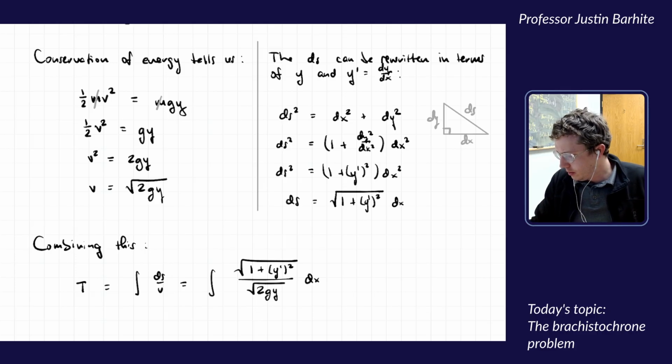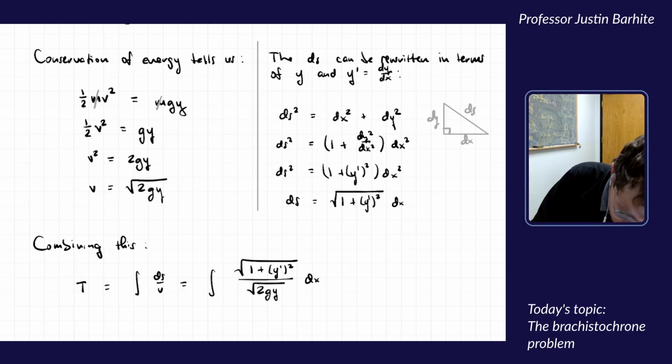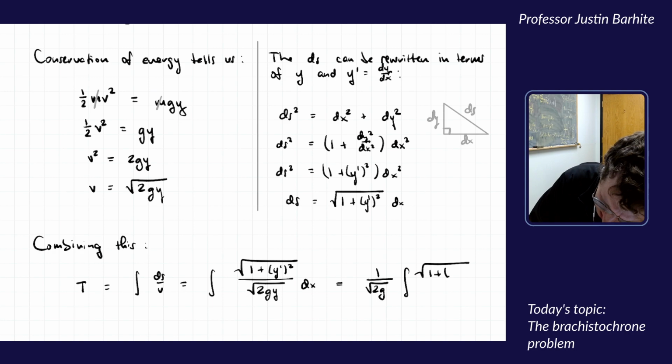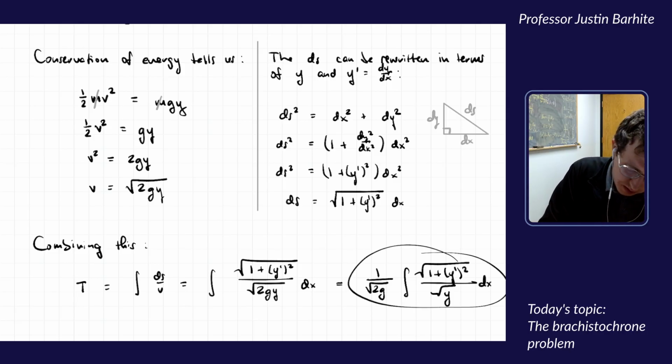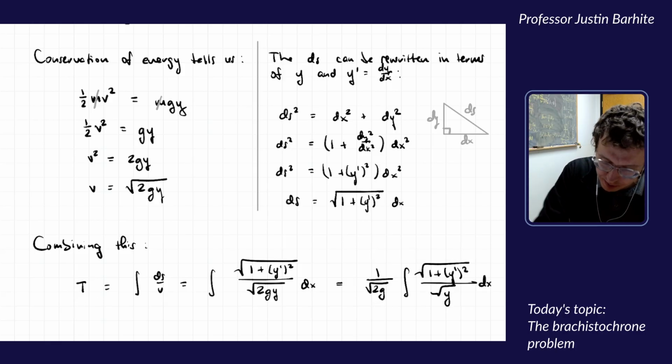So where are we going to go with this? I guess there's just one little thing I want to do, which is to pull the constant 1 over root 2g outside of the integral. It's not going to be really important for the rest of what we're doing. But this is an expression that computes the amount of time it takes the marble to roll down the track, and our goal is to minimize this.